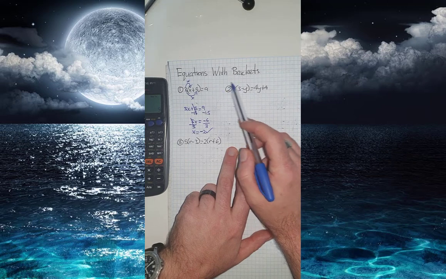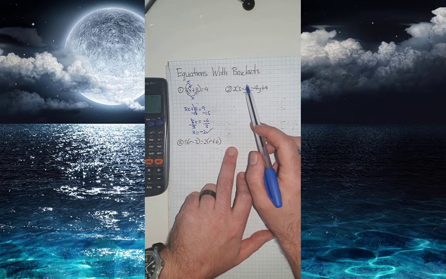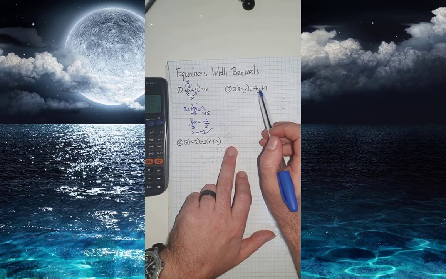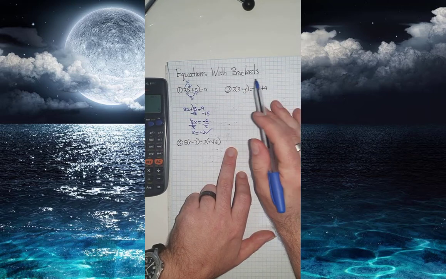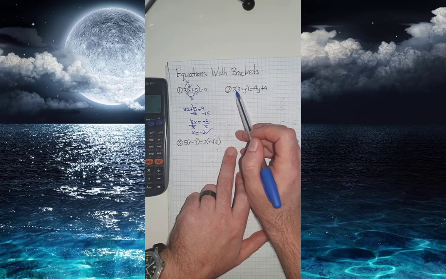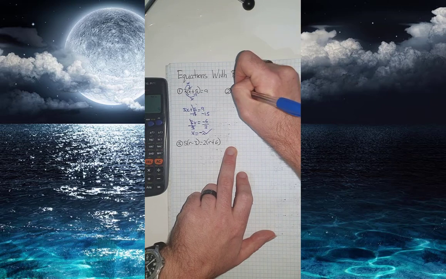Looking at example 2, now we've got a slightly more complicated version of example 1, where we've got 2 variables over to the right hand side. That's completely fine. We get to ignore them for the time being because we need to get rid of these brackets first.